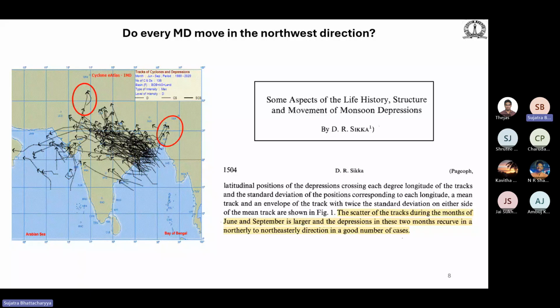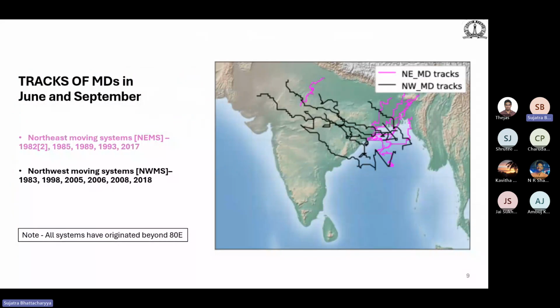So based on this observation, we wanted to look at those specific northeastward moving cases and understand how these cases are different from typical northwestward moving depressions. For this analysis, firstly, we identified northeast moving cases. We considered a dataset from 1982 to 2019, and out of them, we identified only 6 prominently northeast moving cases.